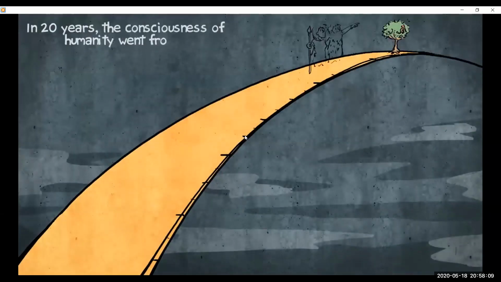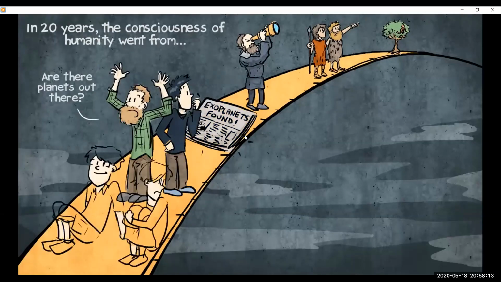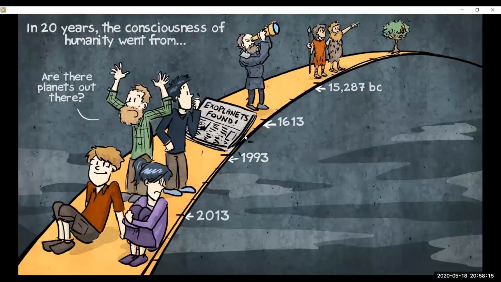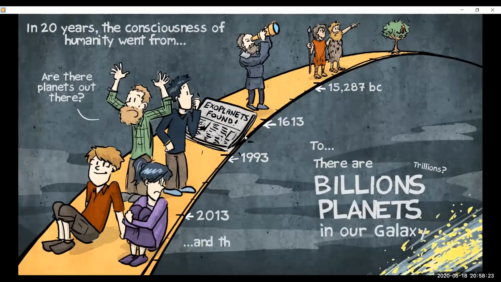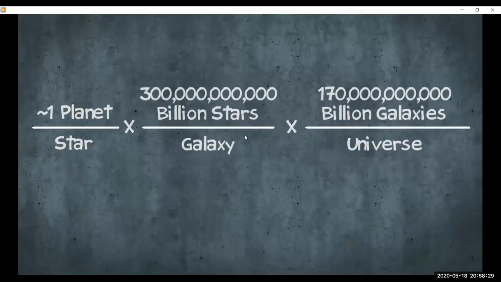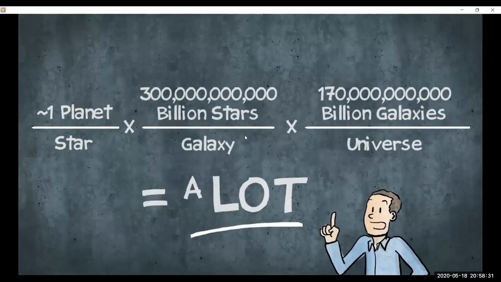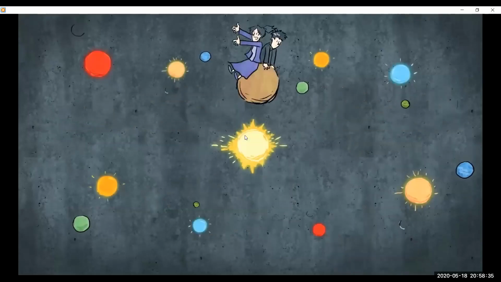So the thing is, in 20 years, the consciousness of humanity went from, gosh, I wish there were some planets out there, to now, where there are literally billions, maybe trillions, of planets in our galaxy. That's just our galaxy. The same number of stars that there are in our galaxy is the same number of galaxies in the universe. Roughly, yes. So there's a billion times a billion planets. Conservatively speaking.